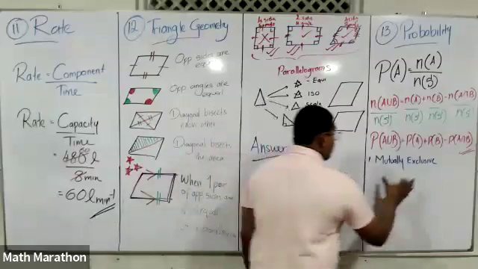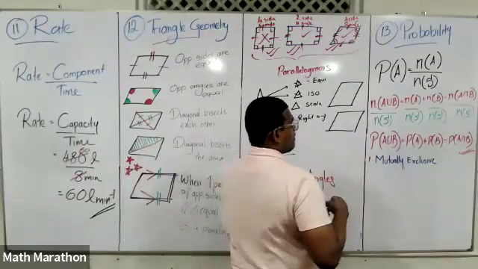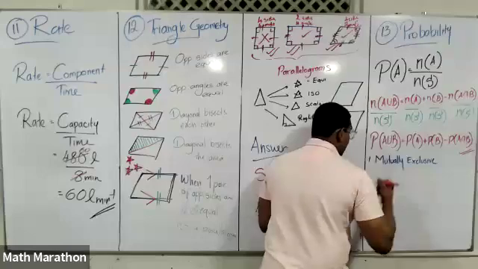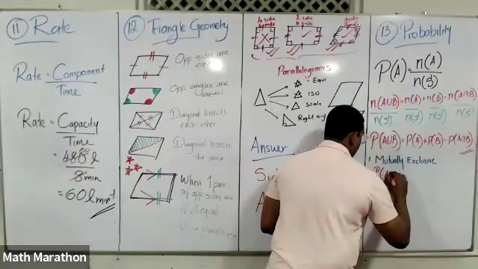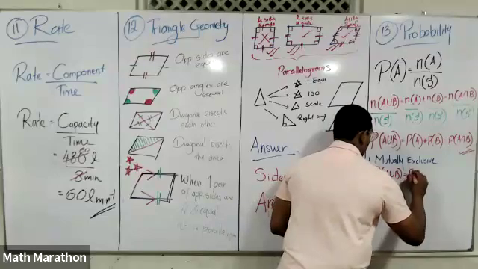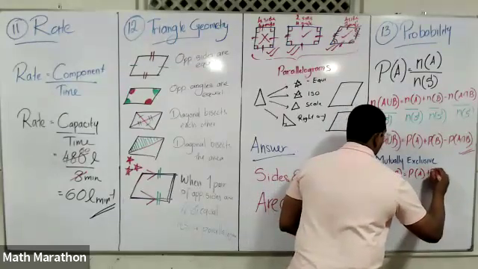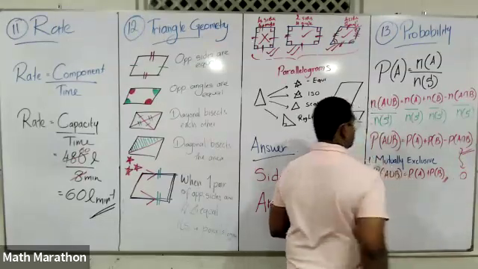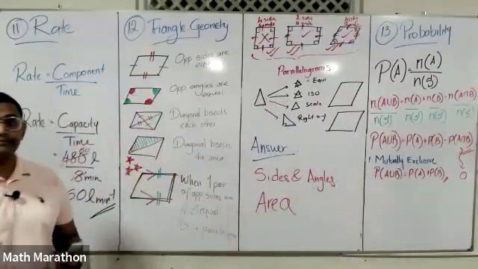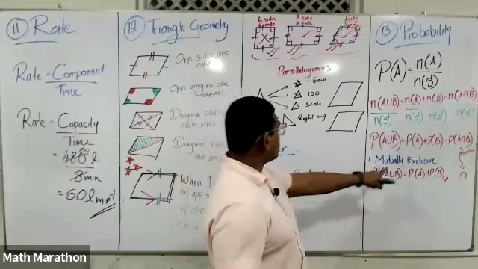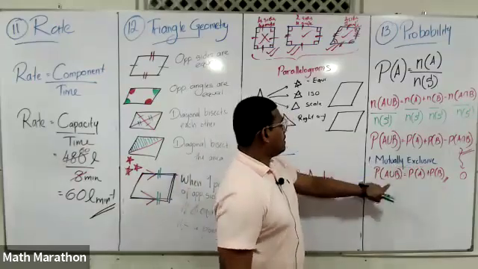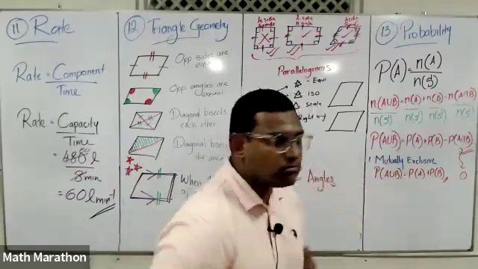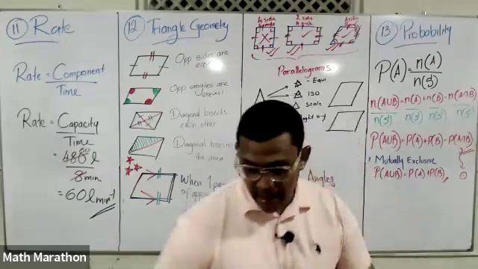Okay? If I don't have anything in common, what will happen to this equation? It becomes probability of A union B equals probability of A plus probability of B. Why? Because this section becomes 0. There's nothing intersecting. That is 0. So where it is mutually exclusive, A union B is probability of A plus probability of B. Clear? Good. The next one.